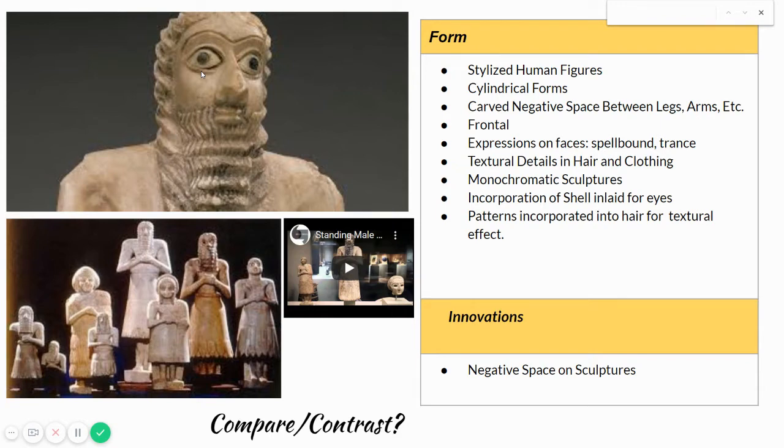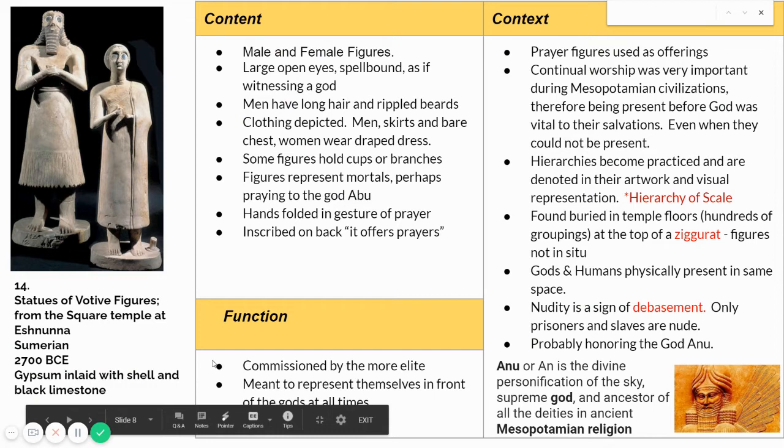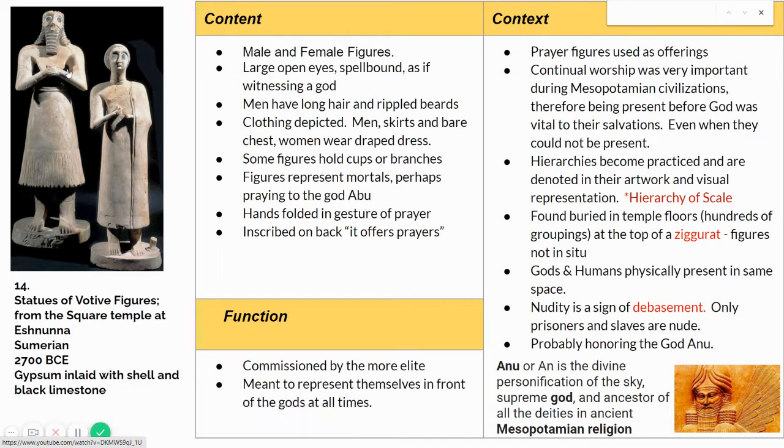The innovation we have for this sculpture is that we are starting to see the beginnings of negative space in sculptural forms. Negative space more so, not around the outside, okay, because we've had that before. Tlatelolco figurines do that. Ambam stone did that. But if we go back a slide, we are starting to see negative space that occurs within the sculpture, in between the sculpture. So between the legs, between the folded arms, within the armpits. That's the type of negative space I'm talking about. Not so much the negative space that occurs around the form, but through the form.